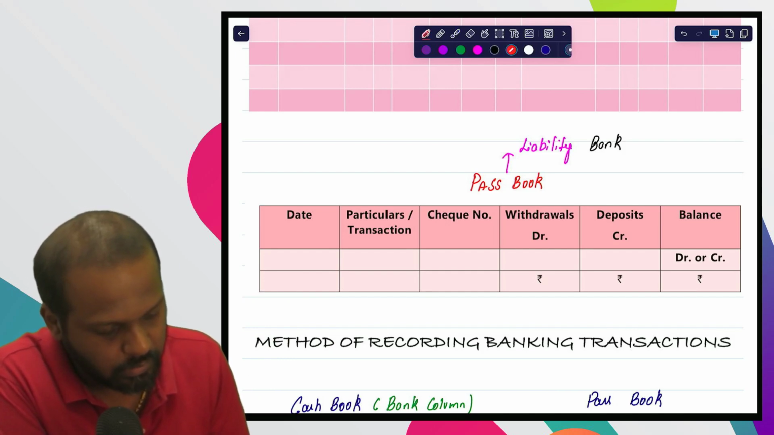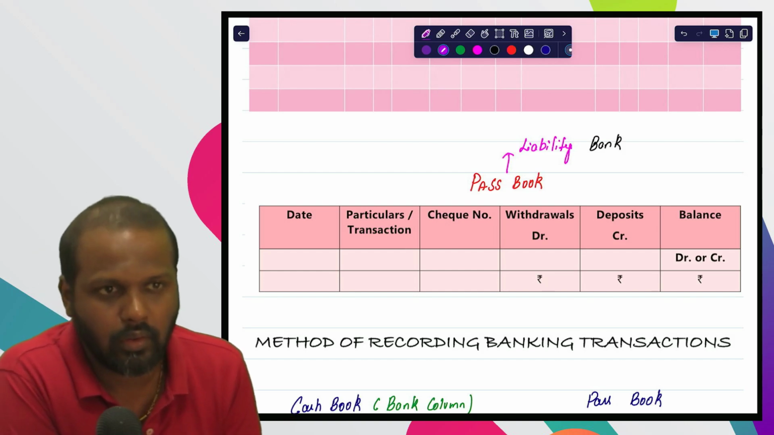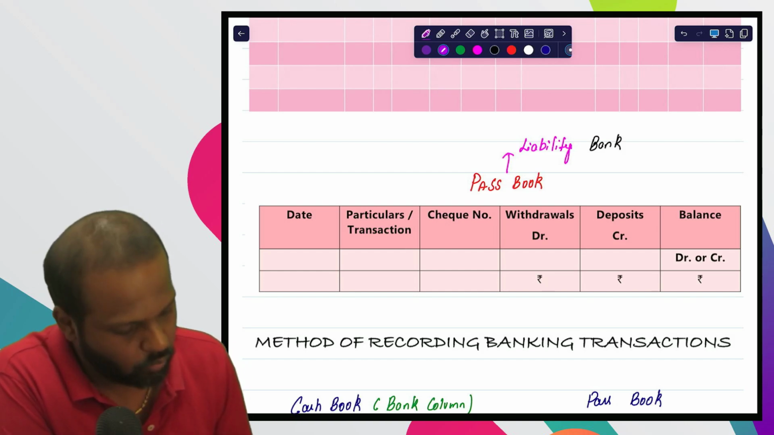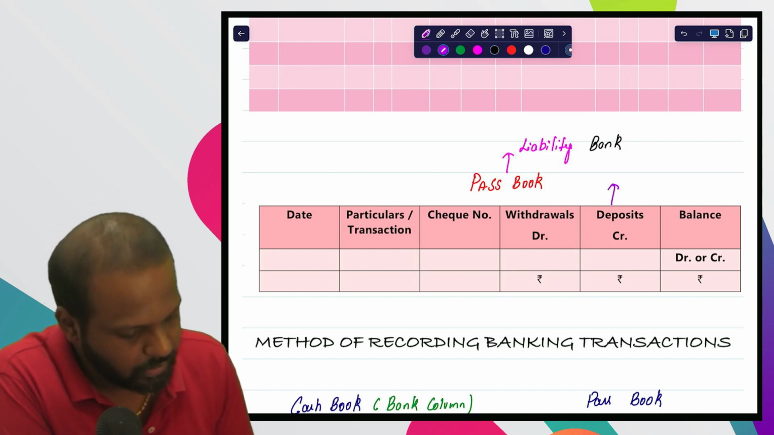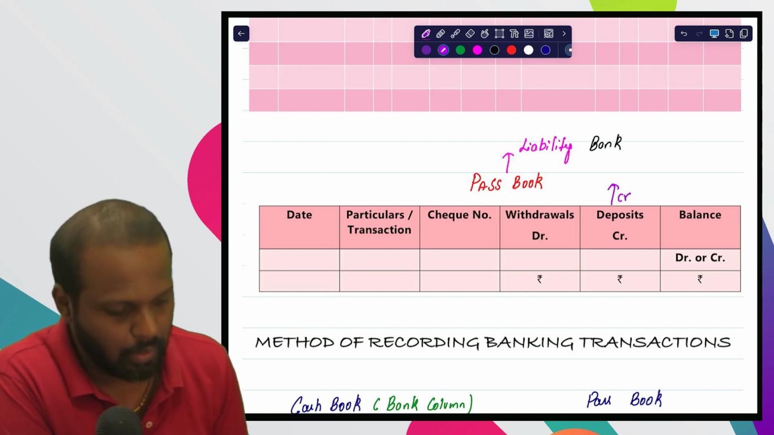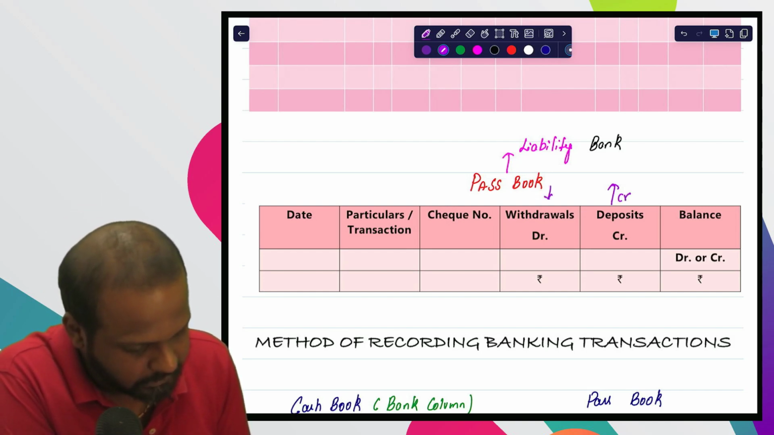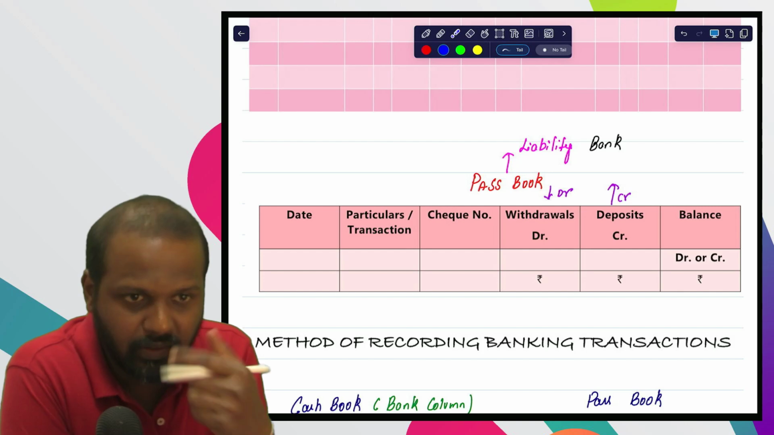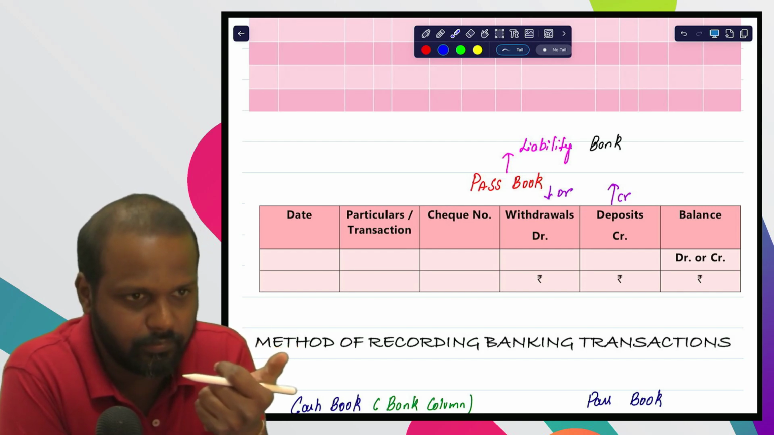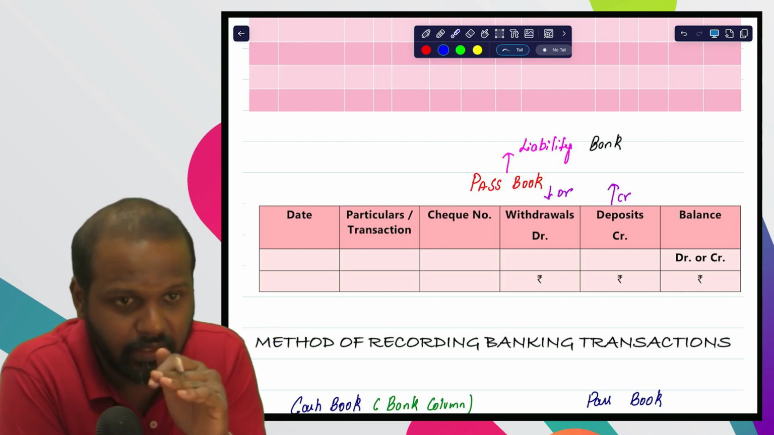Now what does the liability rule say? Whenever liability increases, we need to do credit. But whenever liability decreases, we need to do debit. So whenever your liability is increasing, you do credit. But whenever your liability is decreasing, you should do which one? Debit.